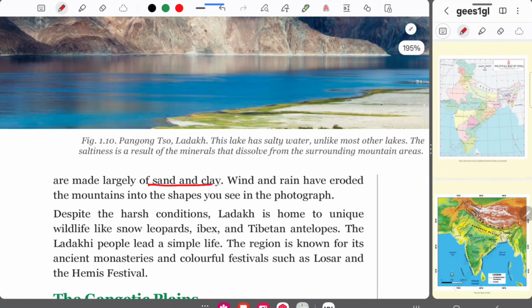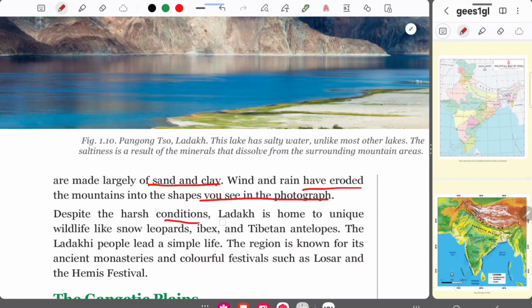The rocks are made largely of sand and clay. As I have told you, these are made largely of sand and clay. Wind and rain have eroded the mountain into the shape you see in the photograph. So as a result of the wind and rain, erosion takes place, and the shape which we have today is the result of this wind and rain. The erosion which has been caused by wind and rain.